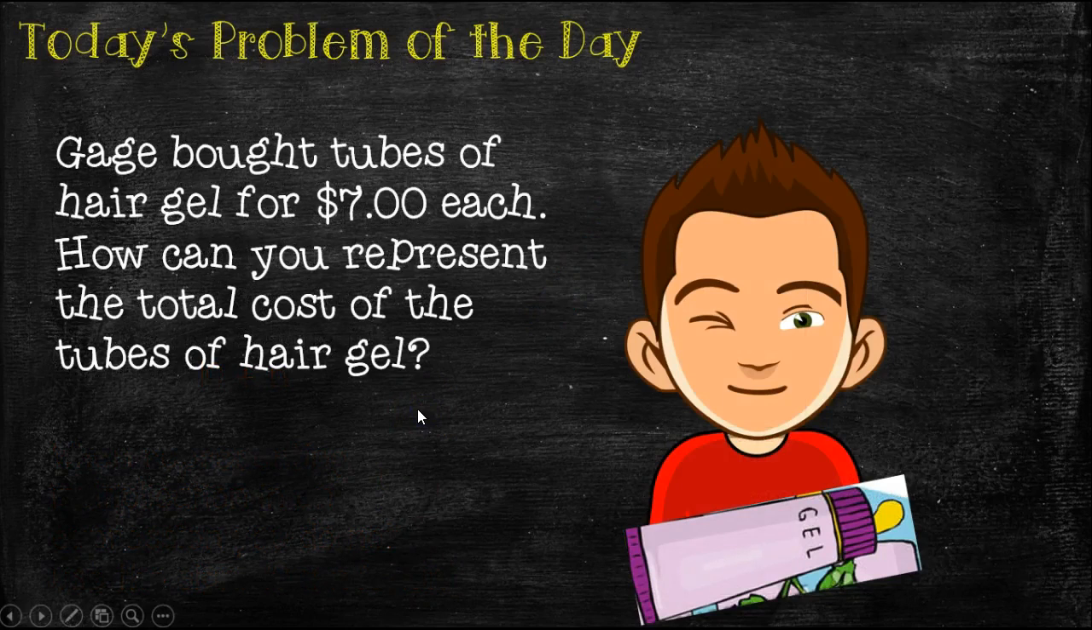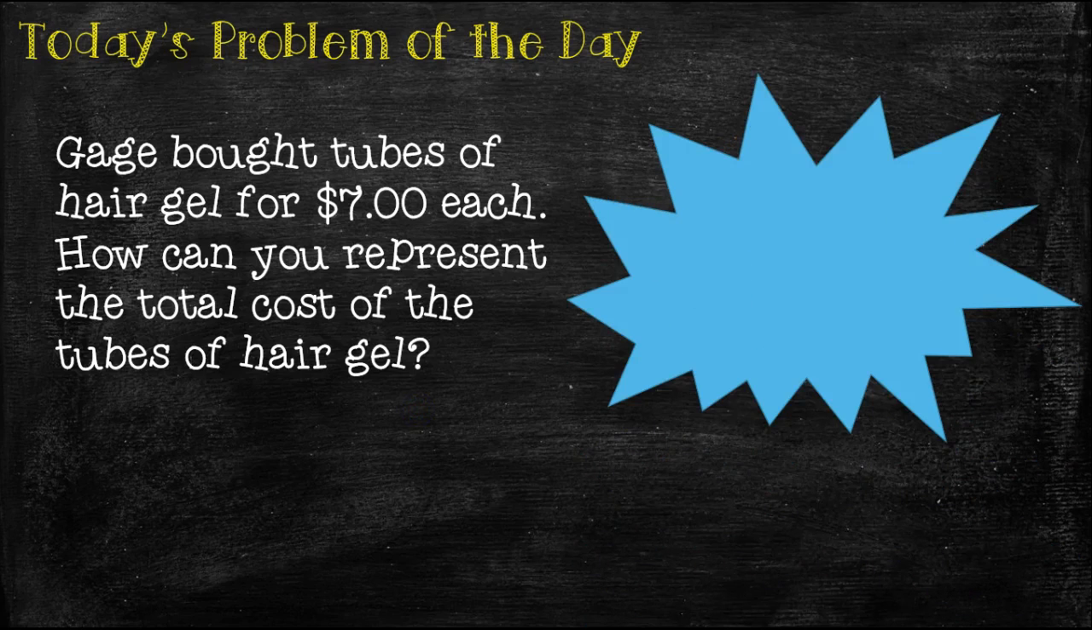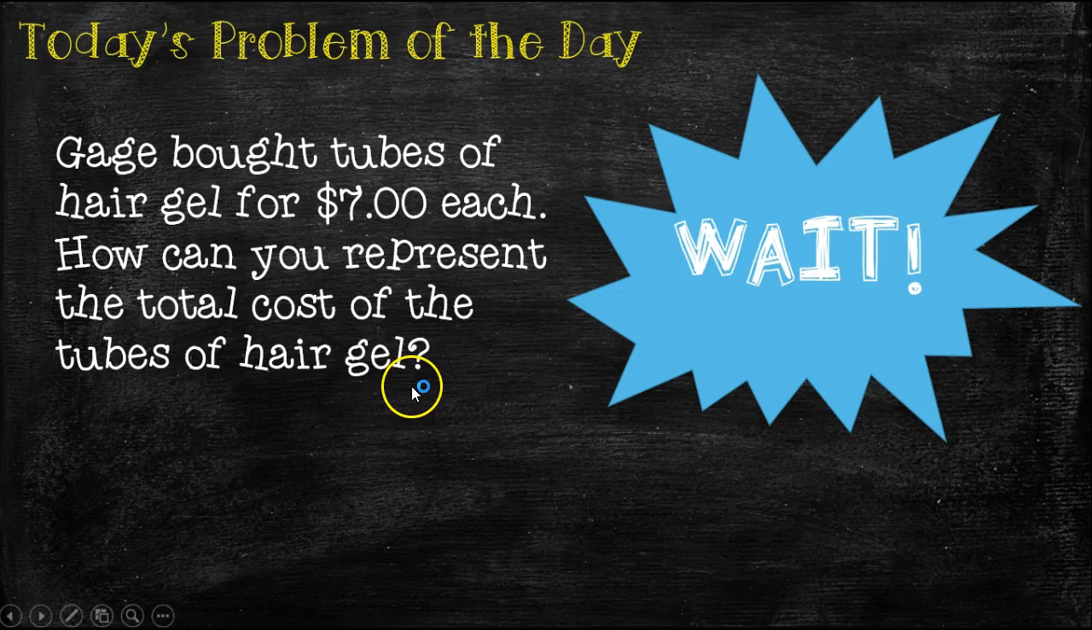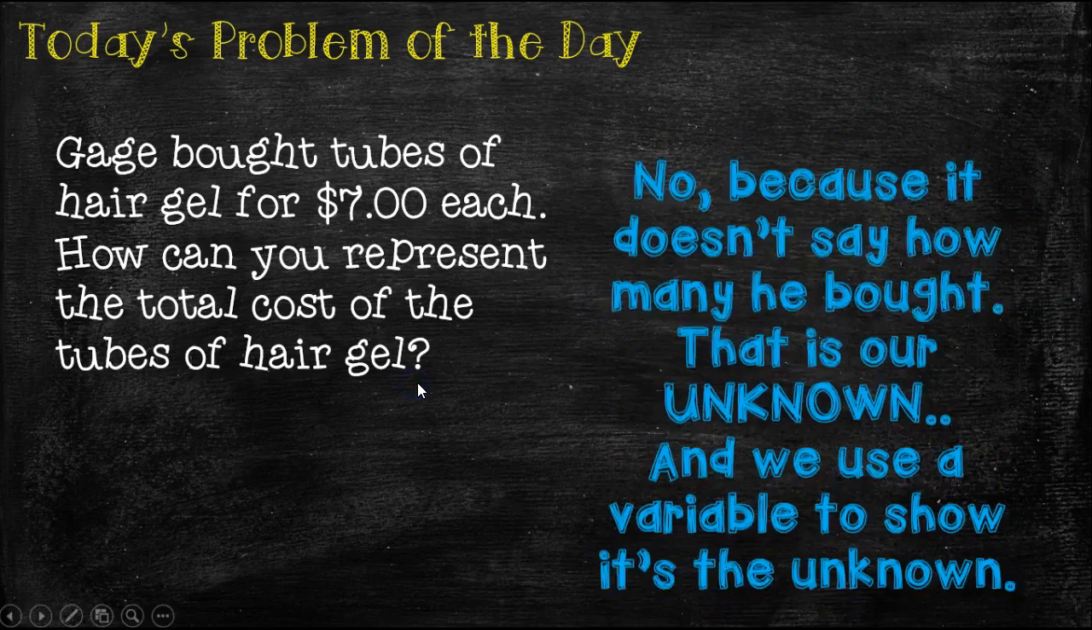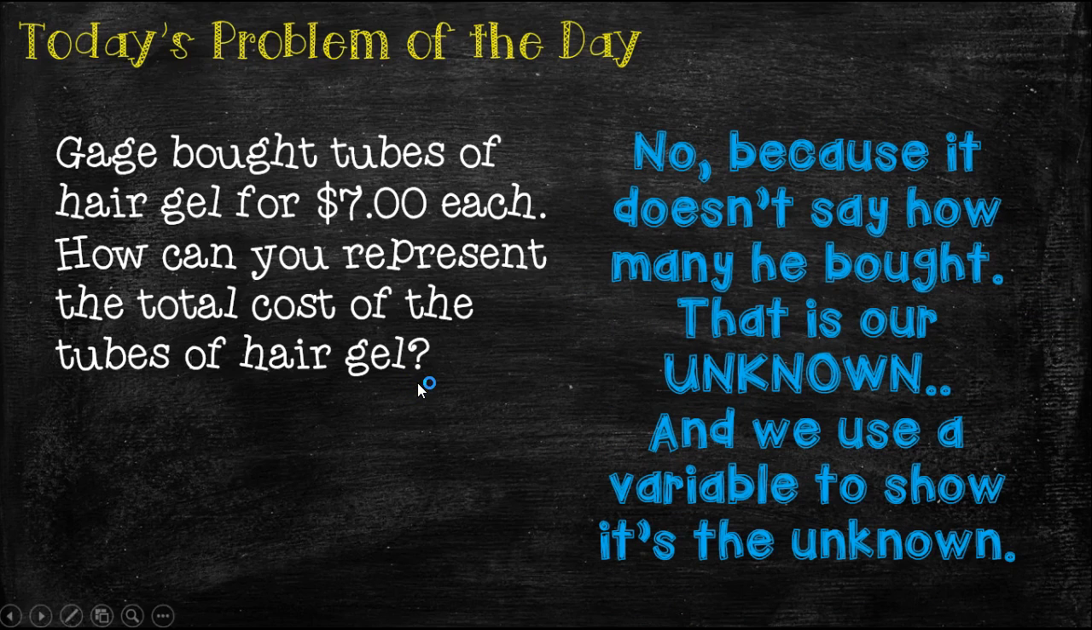Okay, so here's today's problem of the day. Gage bought tubes of hair gel for $7 each. How can you represent the total cost of the tubes of hair gel? Well, wait just a minute. Can we actually solve this? No, we can't find the total cost because we don't know how many tubes he bought. That is our unknown, and we use a variable or a letter to show it's the unknown.